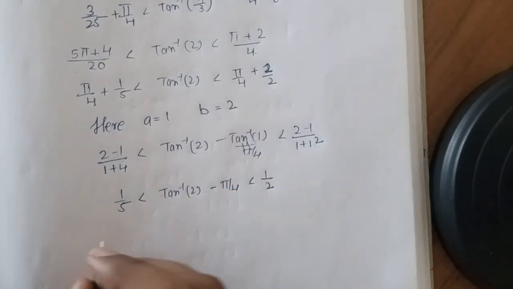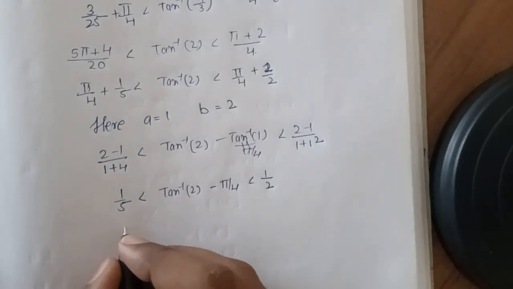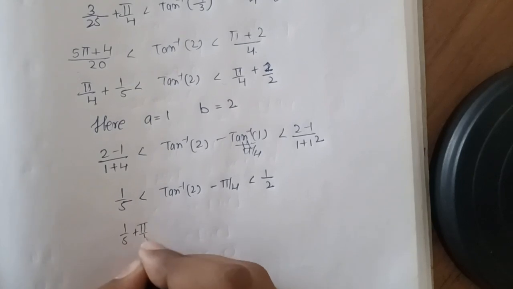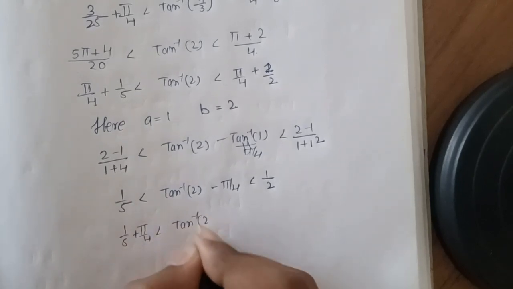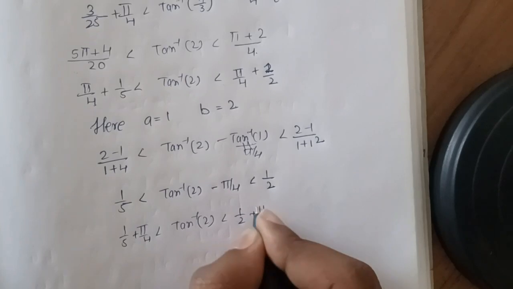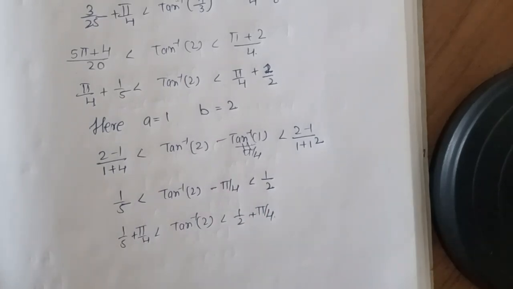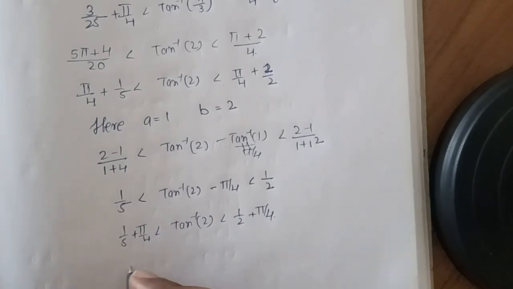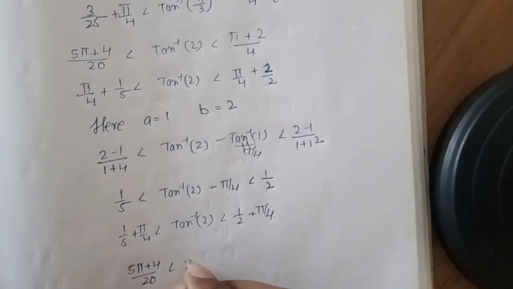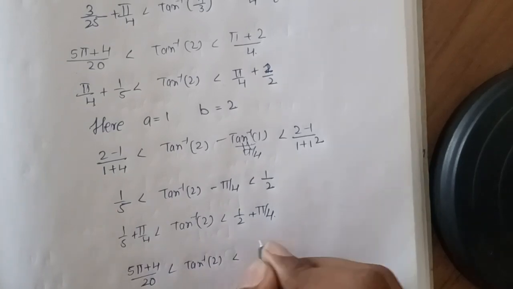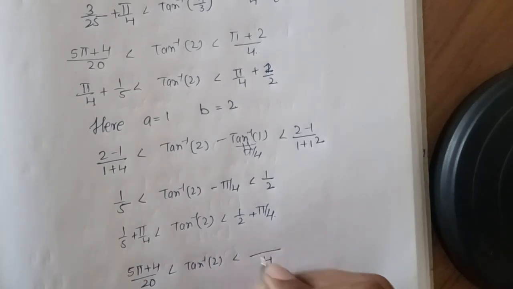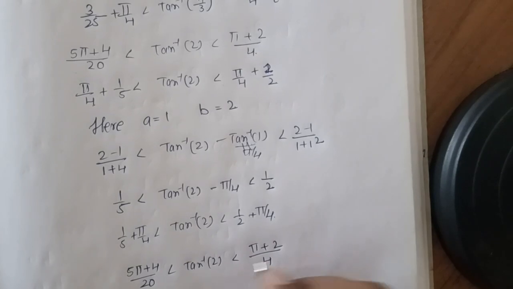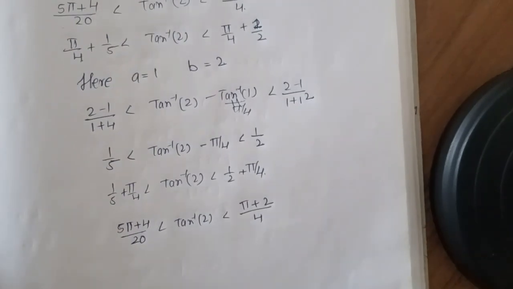Then we shift both sides, adding pi by 4: 1 by 5 plus pi by 4 is less than tan inverse 2, less than 1 by 2 plus pi by 4. Hence we deduced the required equation, and now we take the LCM. Here the LCM is 20, giving 5 pi plus 4 by 20 for tan inverse 2. Likewise here the LCM is 4, giving pi plus 2 by 4. Hence we deduced the two equations.